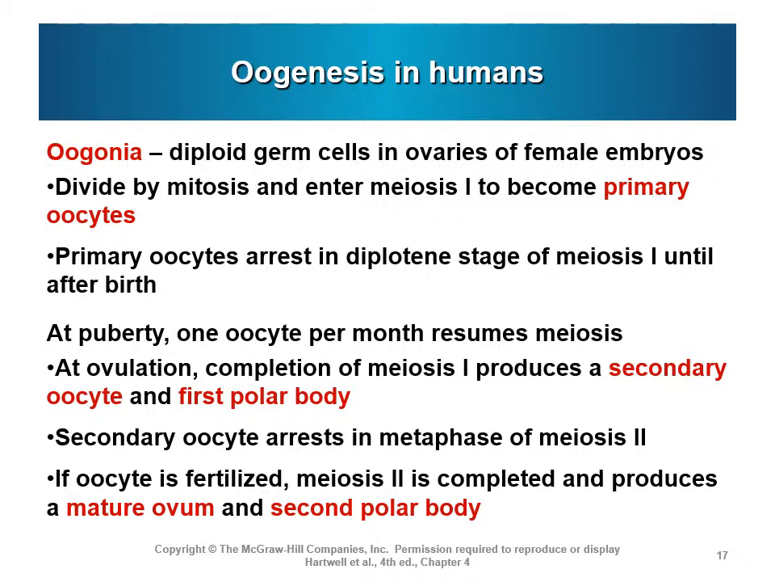At puberty, one oocyte per month resumes meiosis. At ovulation, completion of meiosis I produces a secondary oocyte and the first polar body. The secondary oocyte arrests in metaphase of meiosis II. If the oocyte is fertilized, meiosis II is completed and produces a mature ovum and a second polar body.